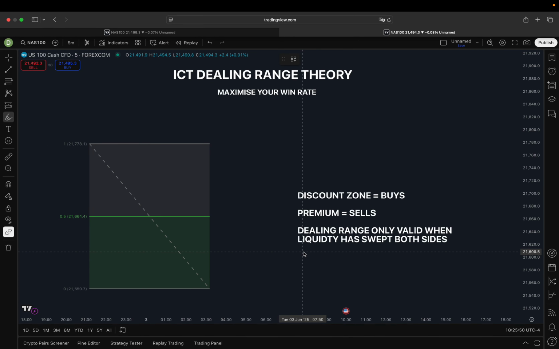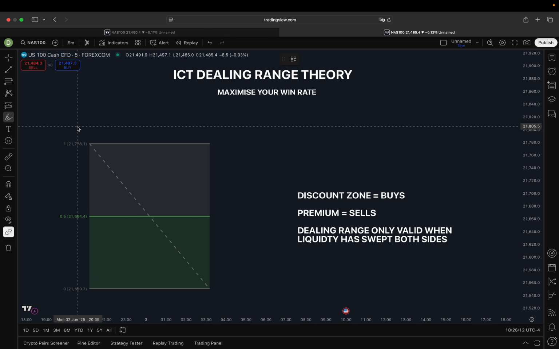We're going to be going over ICT dealing range theory to help you increase your win rate for your existing trading strategy. So let's get started. Most of you guys are aware how to use the fib tool. Well, the dealing range theory is slightly different, and I'm going to be going over a live example on the NAS 100 charts. So be sure to stay tuned till the end of the video.